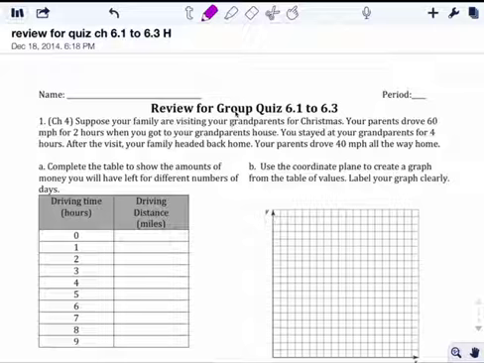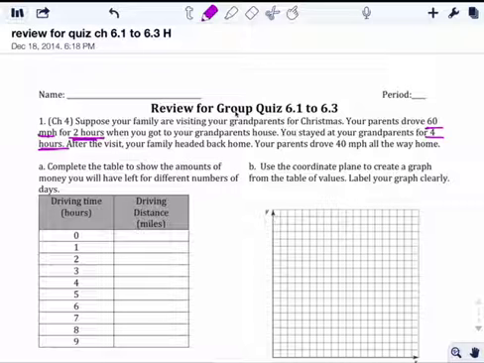So suppose your family is visiting your grandparents for Christmas. Your parents drove 60 miles per hour. That means each hour it goes 60 miles, for 2 hours, until you got to your grandparents' house. Okay, so 2 hours is important. You stayed at your grandparents' for 4 hours.